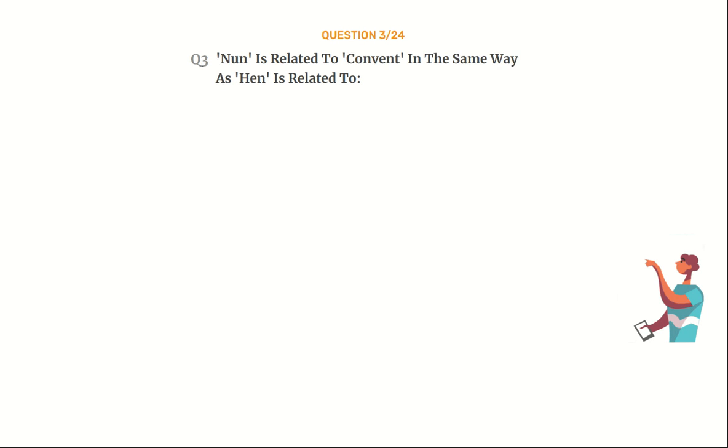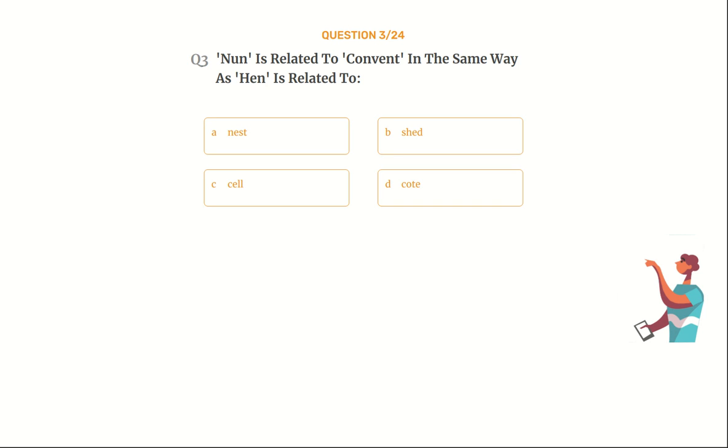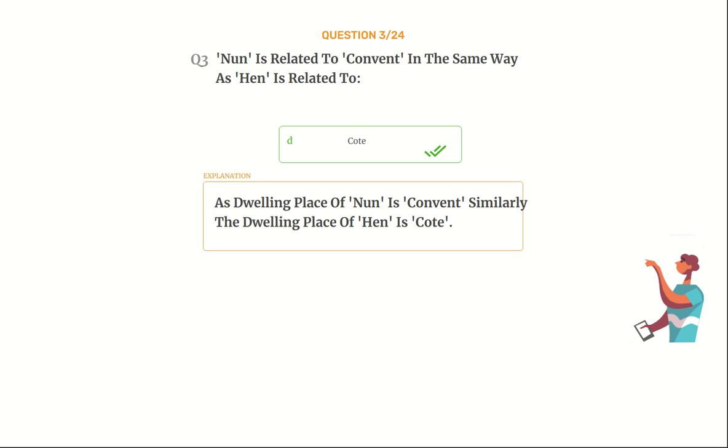Question number 3. Nun is related to convent in the same way as hen is related to? Option A. Nest. Option B. Shed. Option C. Cell. Option D. Coat. The correct answer is Option D. Coat. As the dwelling place of nun is convent, similarly the dwelling place of hen is coat.